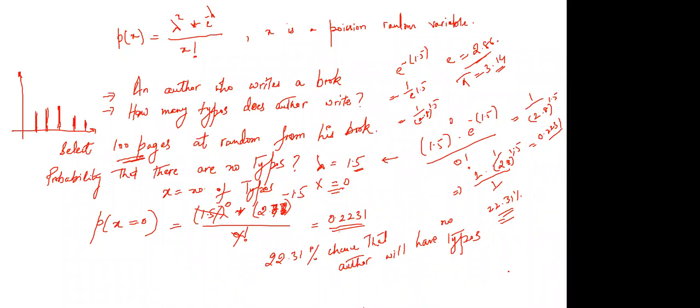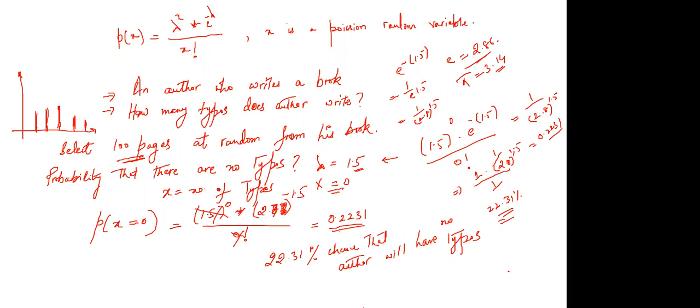Correct. The probability will increase, obviously, if the number of pages changes, and the mean will also change. So if your mean is 1.5 in 100 pages, you can assume that it will be 3 for 200 pages, 4.5 for 300 pages, right? Because it is given for 100 pages, but then you'll have to mention that you are assuming that, if it is not given for 200 pages.